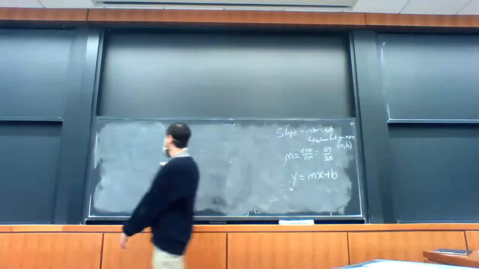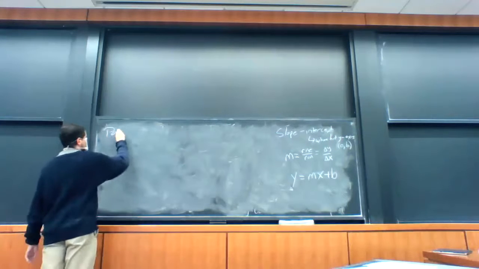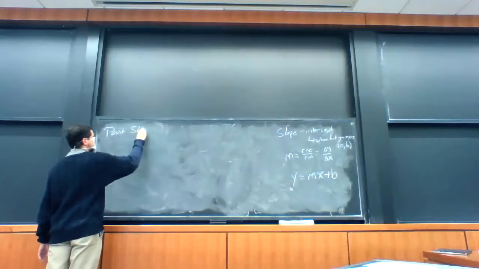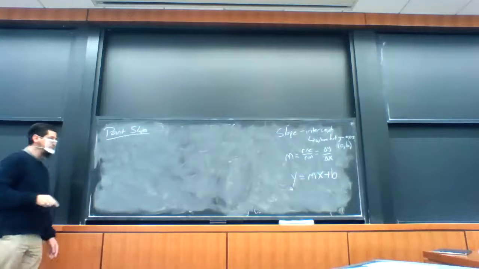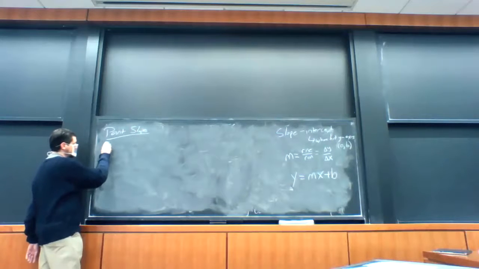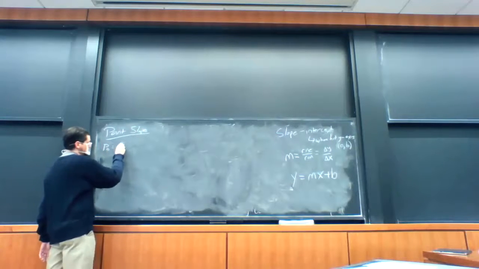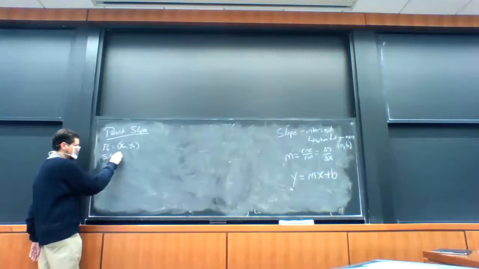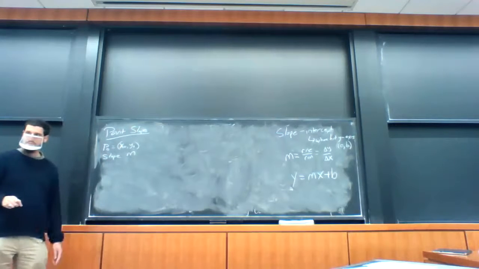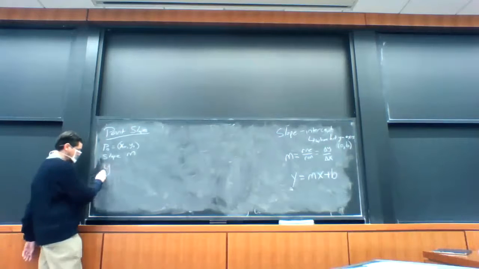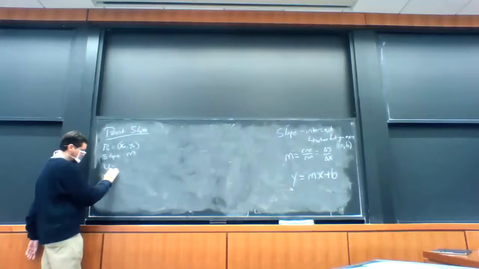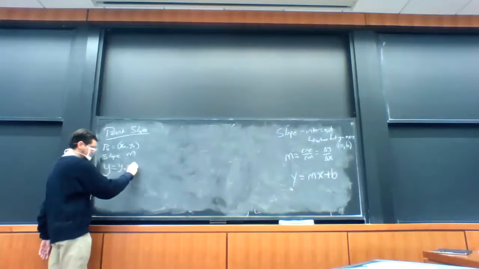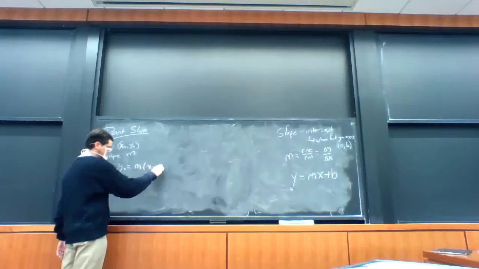What's another way? Point slope. For point slope, I use some point P naught, which is (x naught, y naught). I give you a slope m, and then the equation is y minus y naught equals m times (x minus x naught).